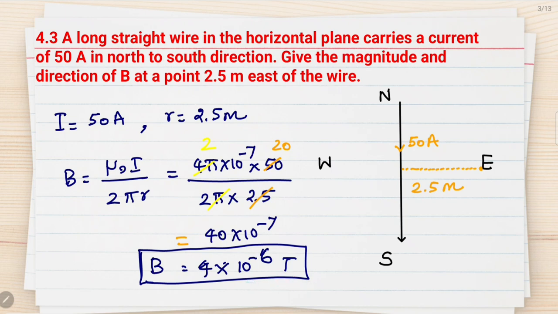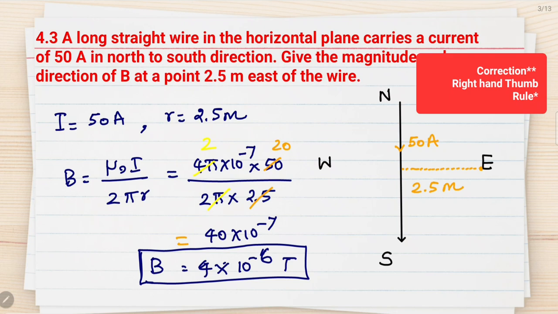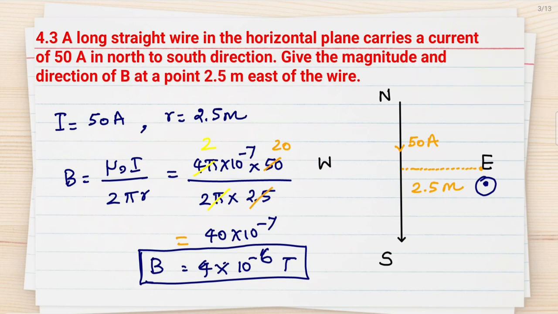Tesla. And if you come to the direction, if you apply Fleming's right hand rule, it will be moving upwards at this point in the eastern direction, the curling of the fingers. If you keep your thumb from north to south, your curling fingers will be coming upwards, so the direction of the magnetic field will be upwards.